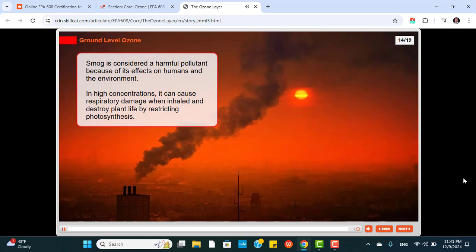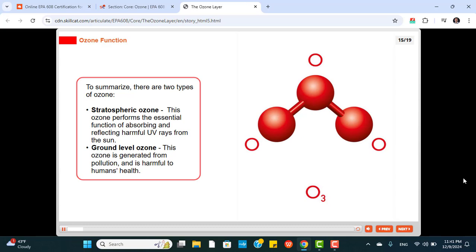To summarize, there are two types of ozone. Stratospheric ozone: this ozone performs the essential function of absorbing and reflecting harmful UV rays from the sun. Ground-level ozone: this ozone is generated from pollution and is harmful to humans' health.